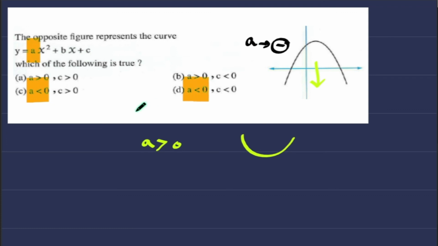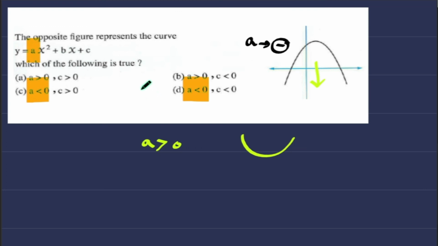If you remember, we mentioned that a is the coefficient of x squared, and you see that if a is positive, the curve is going up. But here the curve is going down. That means a is negative. So we have a is smaller than 0. So we have two choices right now, C or D, because here a is smaller than 0, and also here a is smaller than 0.